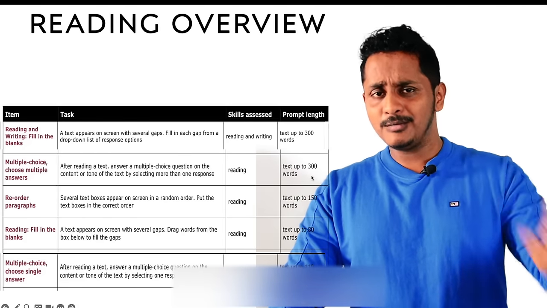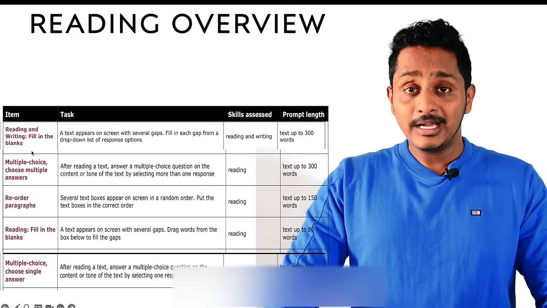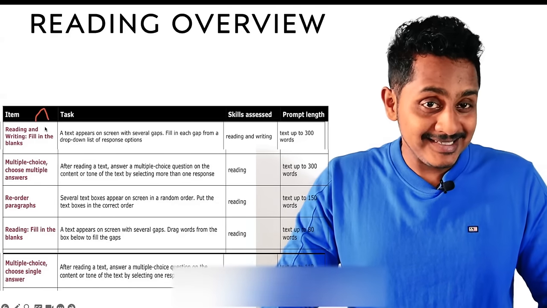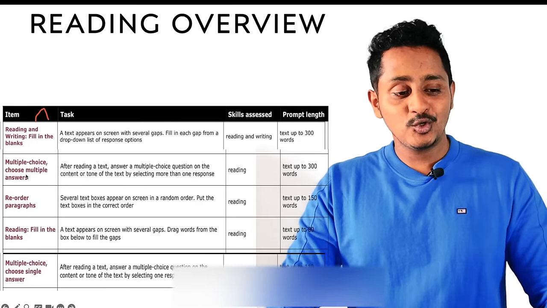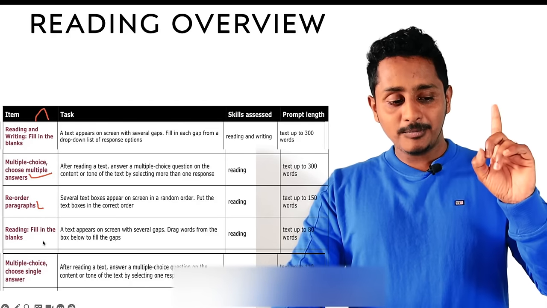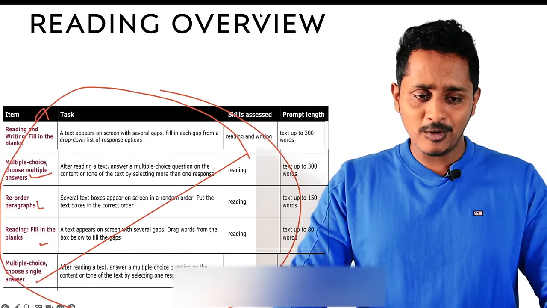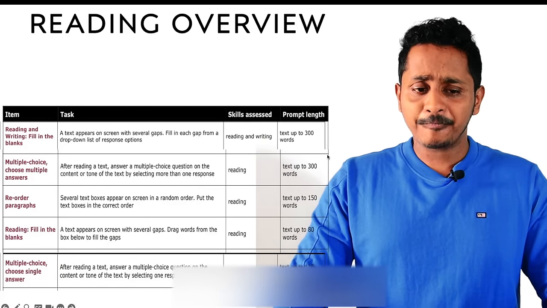We've got 5 modules inside reading. It comes in the same order, by the way. Reading and writing fill in the blanks. What it is, we will see. And then comes multiple choice, choose multiple answers. Reorder the paragraph. Reading, fill in the blanks. Multiple choice, choose single answer. We will see what these are in just a while.